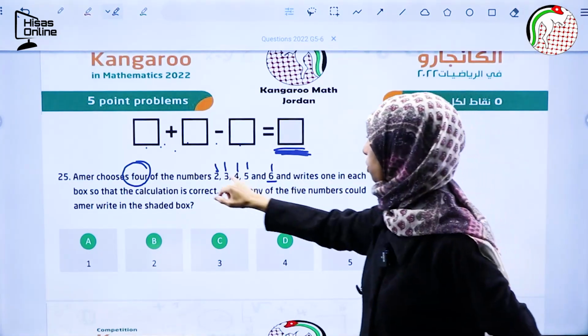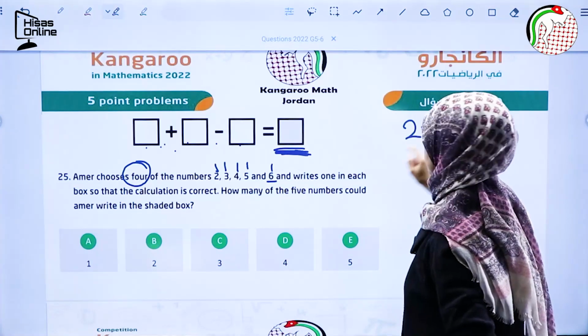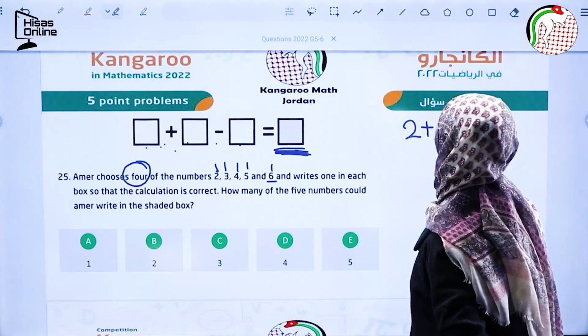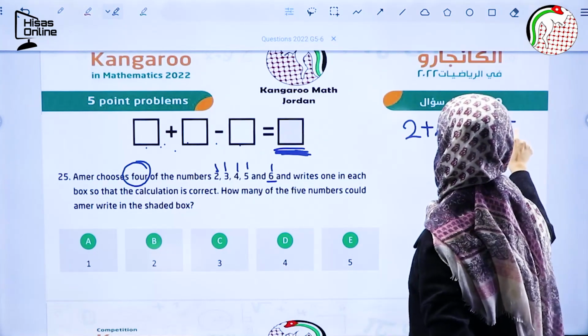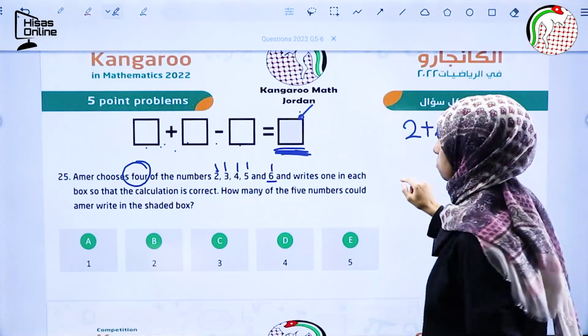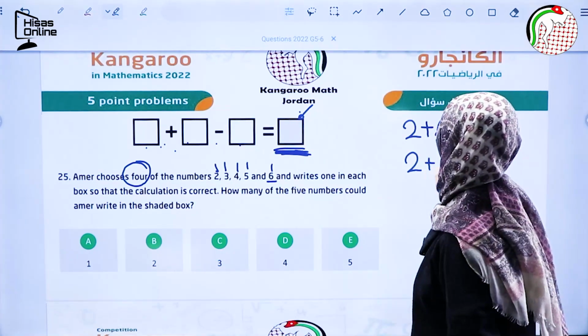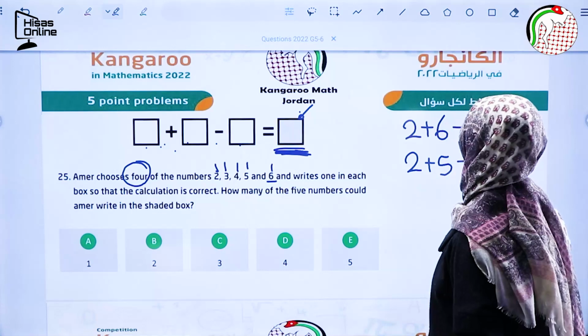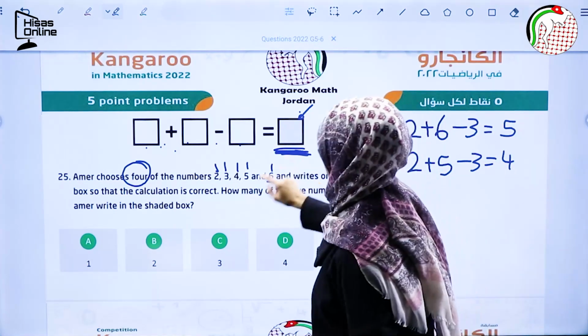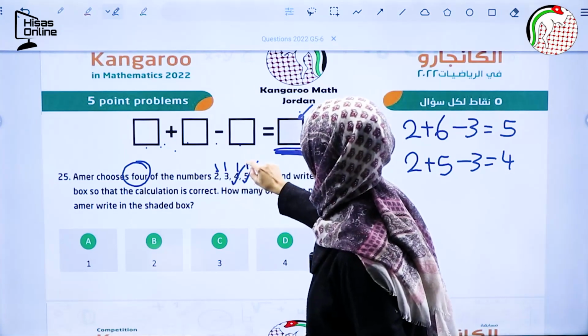2 plus, for example, 6, minus, for example, this is 8. 8 minus 3 equals 5. So 5 appeared here. Maybe 2 plus 5, 7. 7 minus 3, that makes 4. So I have 5 appeared, 4 appeared.